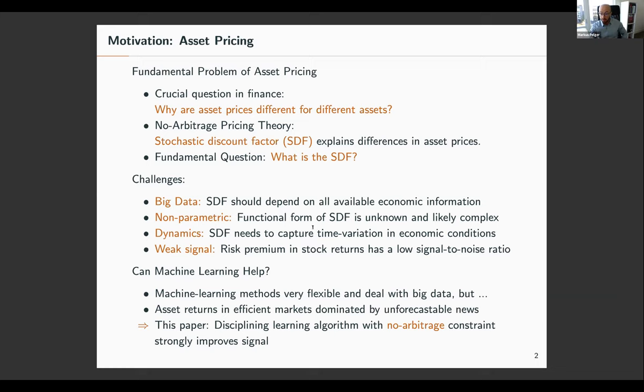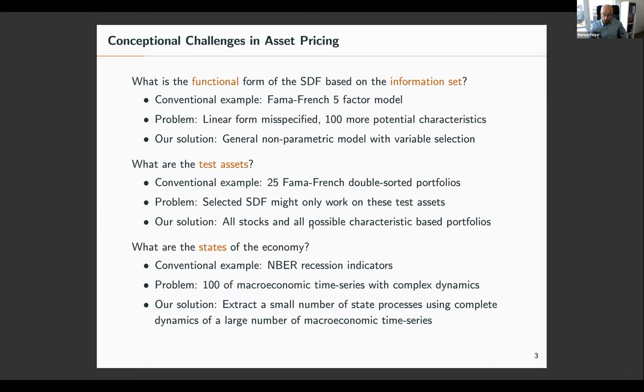And now what we do in this paper, we include economic structure, more specifically, a no arbitrage condition. And we show that this helps to push up the signal in the data and to detect a more meaningful economic model. Now, before I go into the model, I want to highlight three key challenges that we have to deal with in asset pricing and how we solve those.